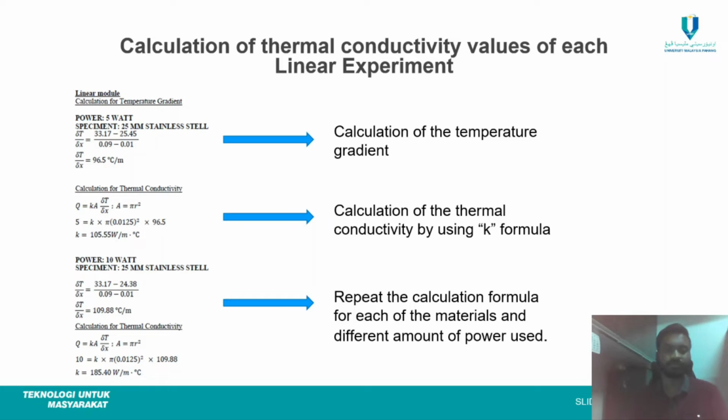The calculation needs to be repeated for each of the materials, using each of the data given in the lab sheet, in order to get the thermal conductivity. Here we have the materials stainless steel and also brass. Only the power varies for each experiment. First is 5 watt, 10 watt, and then 20 watt. The same goes for brass, but we only have one type for brass, which is 20 watt.